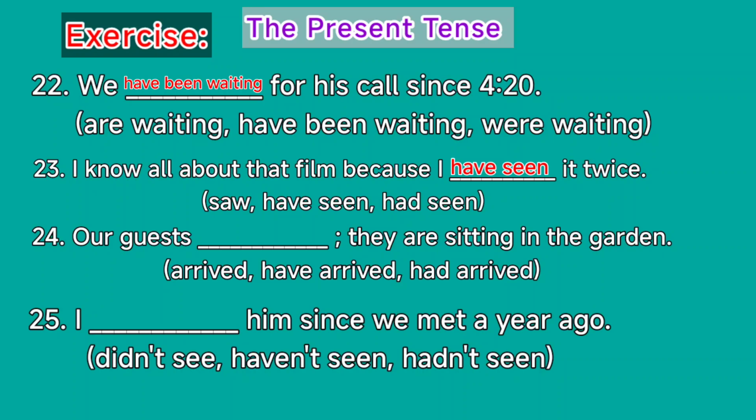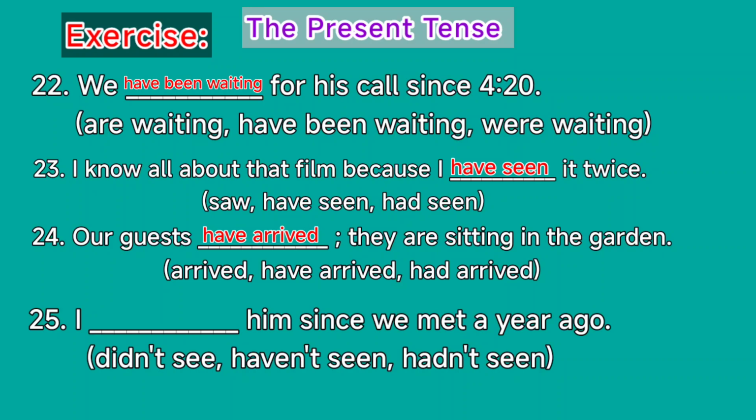The next question, our guests dash, they are sitting in the garden. The guests arrived. Arrived in the sense still there, no? They are sitting in the garden means still there. Something happened but still there. What tense? So present perfect. Present perfect is have arrived. The guests have arrived. They are sitting in the garden.